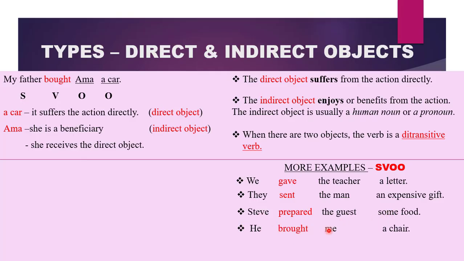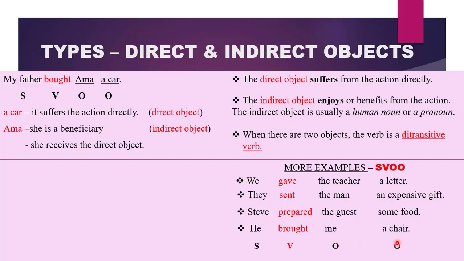He brought me a chair. Can you guess the pattern? SVOO. But which of them is the direct object and which of them is the indirect object? The direct object is a chair because that was what he brought. It suffers from the action directly. However, who is going to enjoy sitting on the chair? Therefore, me becomes our indirect object. So the four sentences have the pattern SVOO, subject, verb, object, and another object.